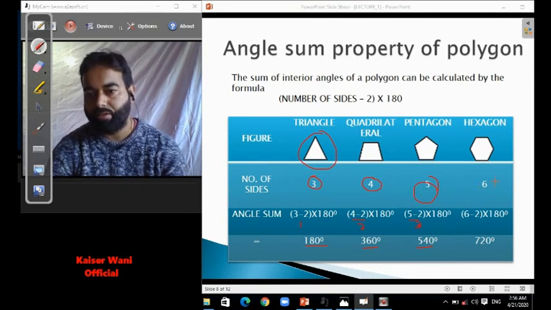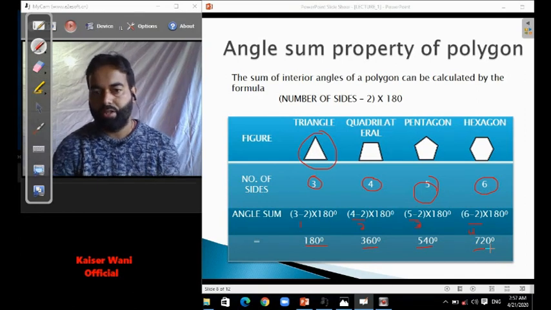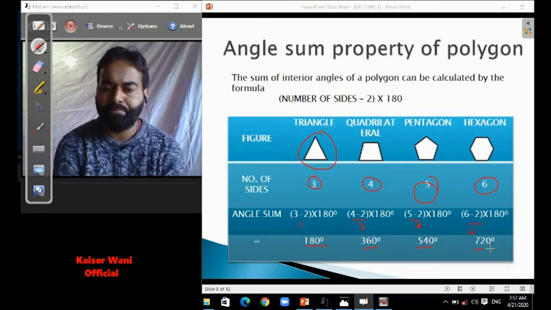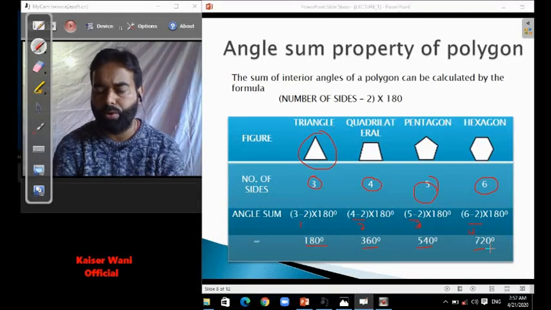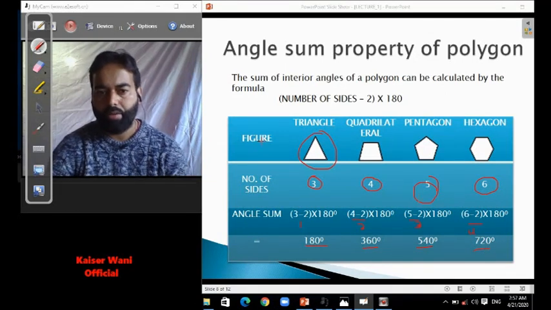And in case of a hexagon, number of sides is 6. Angle sum: 6 minus 2, that is 4. 4 into 180, that is 720. So this is the formula. You can keep on going. If you take a heptagon, likewise you can calculate the angle sum property of an octagon, nonagon, and decagon. Okay, so let's take an example here.